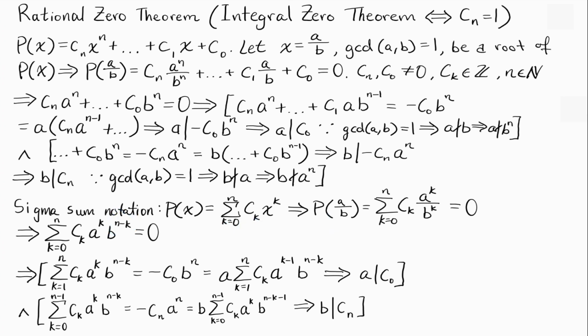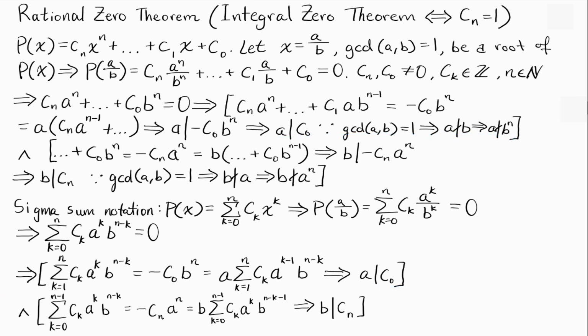The first one is that I'll take the term when k equals 0, and I move it to the other side. So then here it starts from 1 going to n. Okay, and then I'll factor out an a over here. I'll pull it out. So when I pull that out, I'll get a times this over here. Okay, and by what I mentioned earlier with this, a has to divide into c naught.